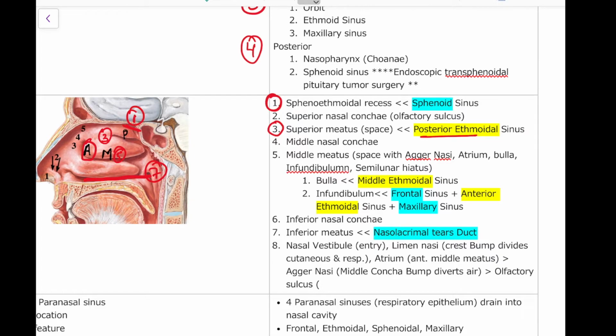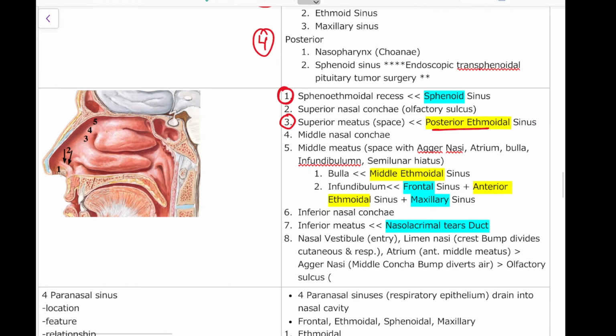Talking about some structures in the nasal cavity, we start from number 1. Here we have the nasal vestibule, which is the opening. Number 2 is the limen nasi. Limen nasi splits the layer between the cutaneous and the respiratory epithelium, or the hair and the skin.